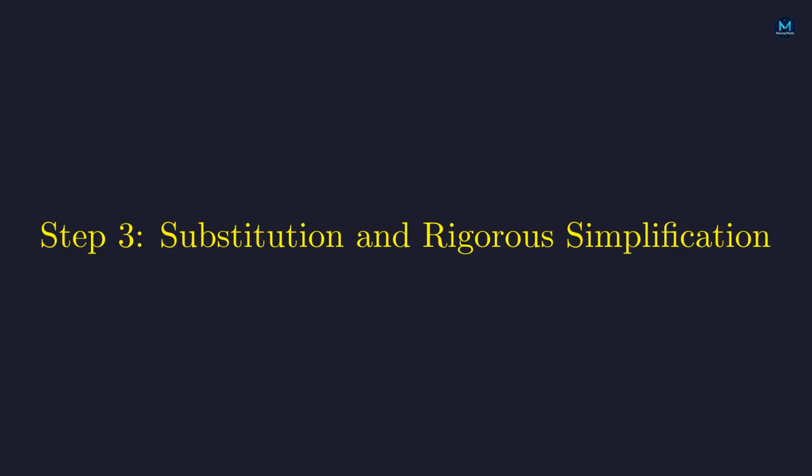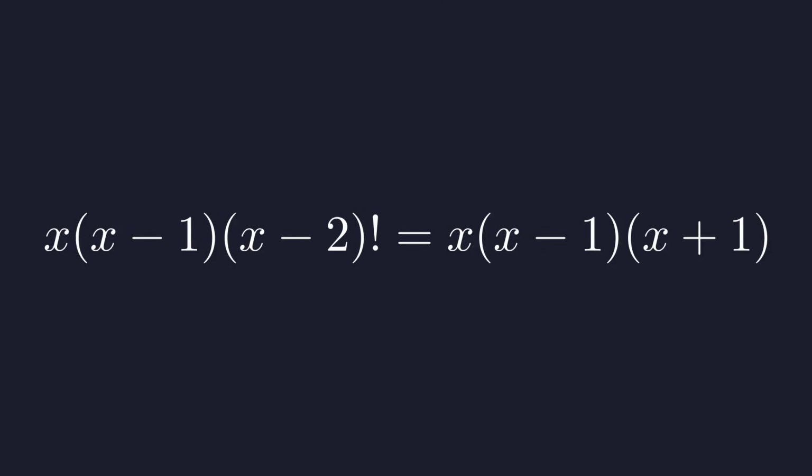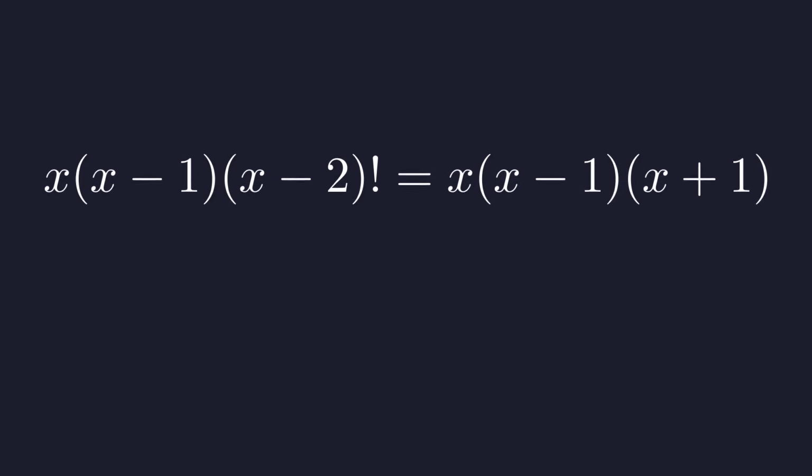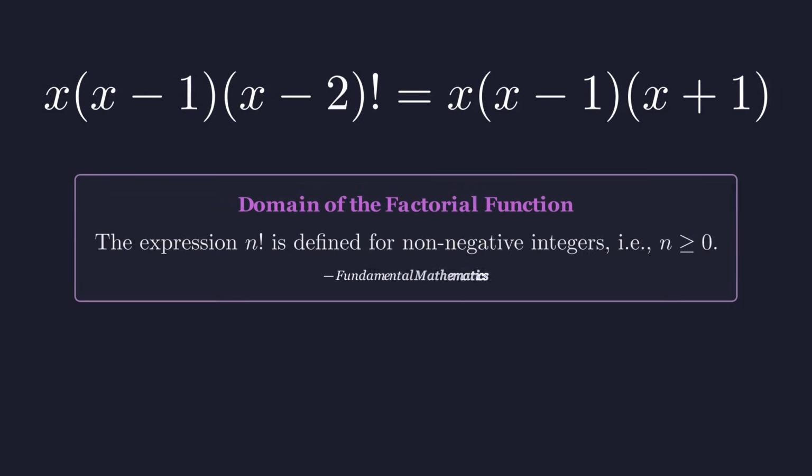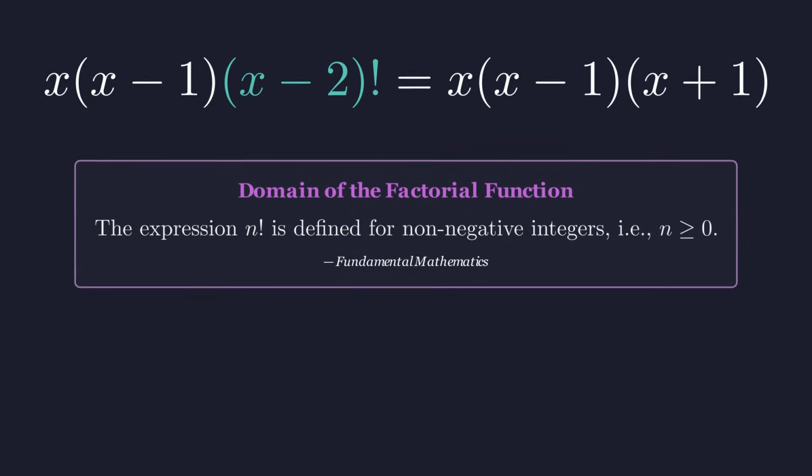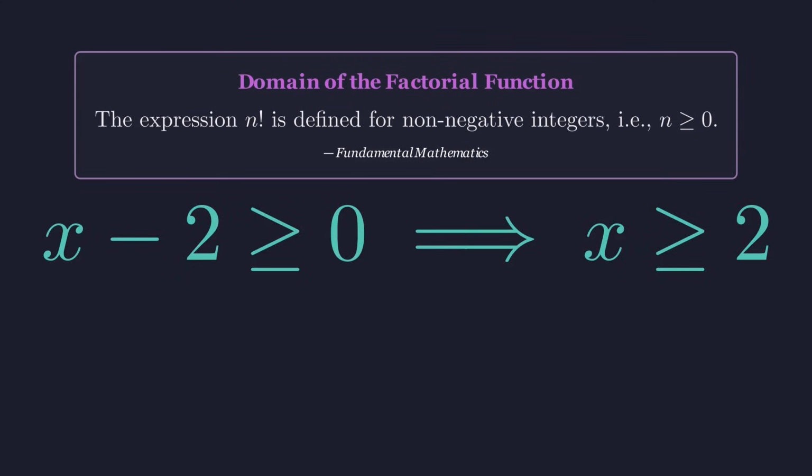Now we can plug this expanded factorial back into our factored equation. This gives us the equation we need to work with. But before we start canceling things, we need to be careful about the domain. Here's an important point. The factorial function is only defined for non-negative integers, so n has to be 0 or positive. So for x minus 2 factorial to make sense, x minus 2 needs to be non-negative. That means x has to be at least 2.